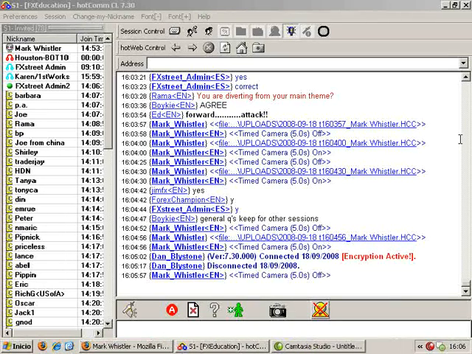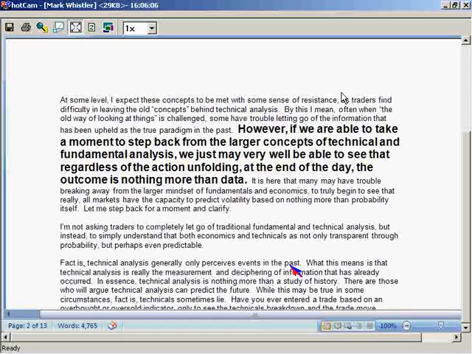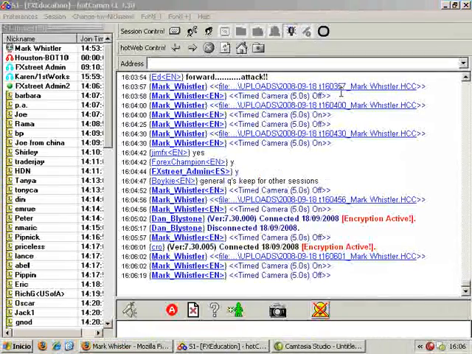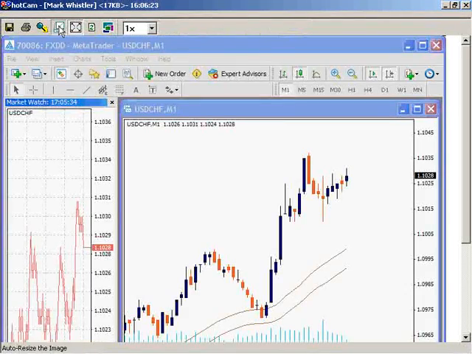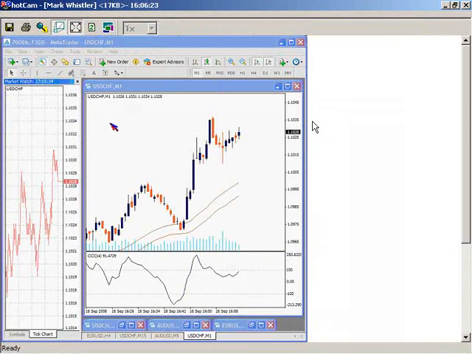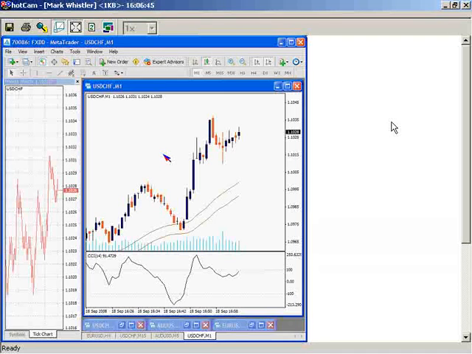The paradigm shift here, the part where I want you to stop and challenge what you're looking at, challenge why it even exists in the first place, is remember, regardless of the action unfolding, at the end of the day, the outcome is nothing more than data. By that I mean when we look at what's happening on the chart here, regardless of what happened in this period, the final outcome that we're truly looking at is nothing more than recorded data.